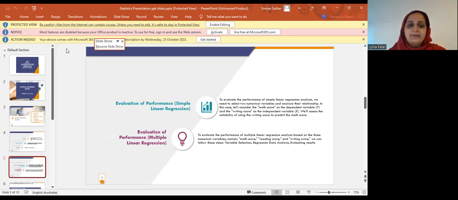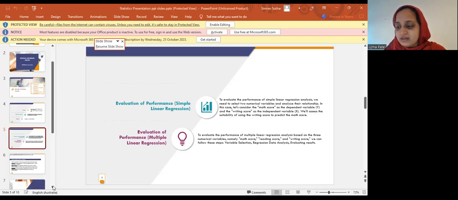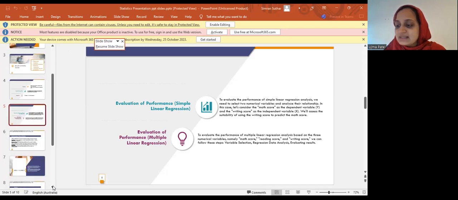Hello, I am Ujma Patel. Now I will start with evaluation of performance of simple linear regression. To evaluate the performance of simple linear regression analysis, we need to select two numerical variables and analyze their relationship. In this case, let's consider the math score as the dependent variable and the writing score as the independent variable.